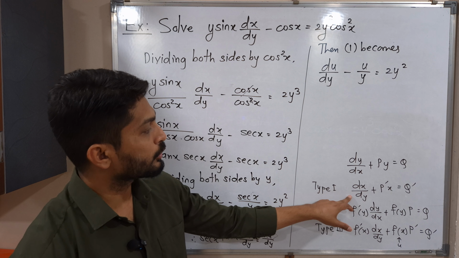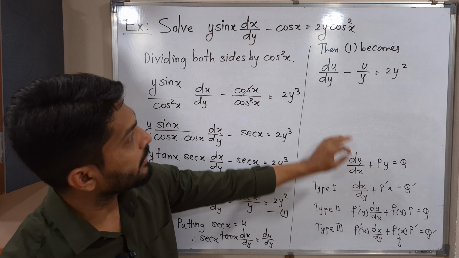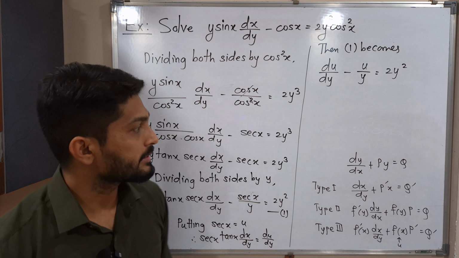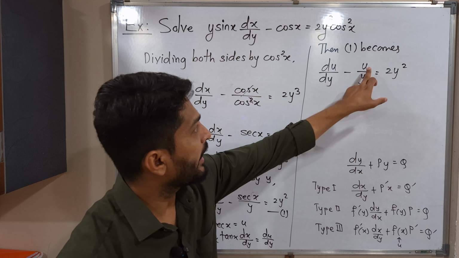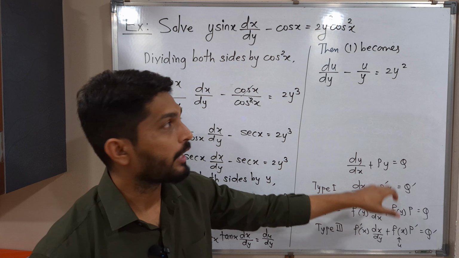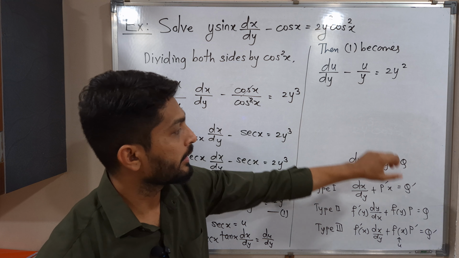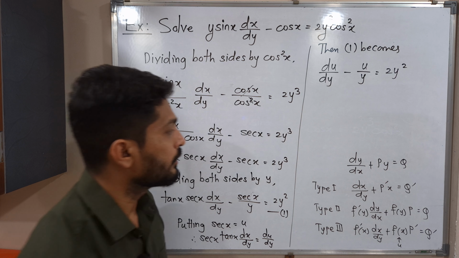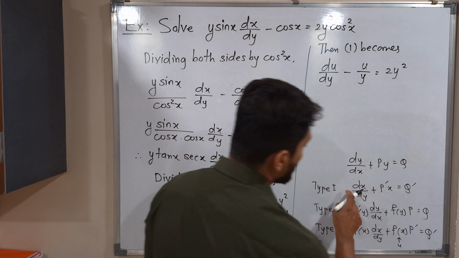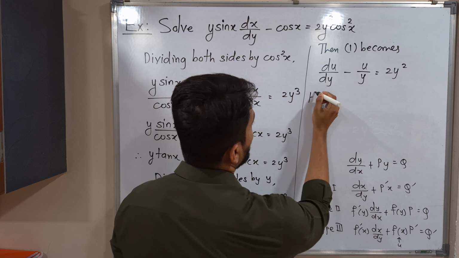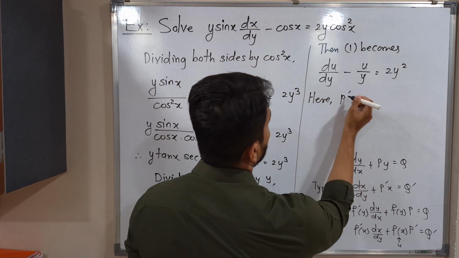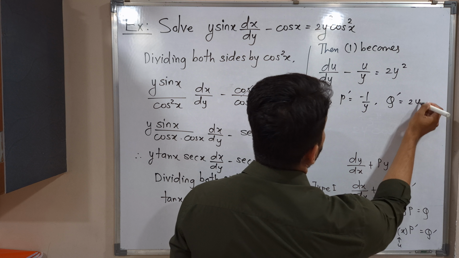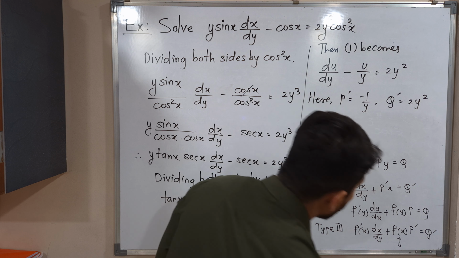Okay, 2y square. That means using this substitution, we converted the problem into type 1. Now it belongs to type 1. So you can see dx by dy, du by dy. In place of x, we have a u. The remaining part is the same. P dash is a function of y. So here the function of y is minus 1 by y. Q dash is a function of y, which is 2y square. So it belongs to type 1 now. Let me note down what my P dash is. So P dash is minus 1 by y. And Q dash is equal to 2y square. Okay, right hand side.